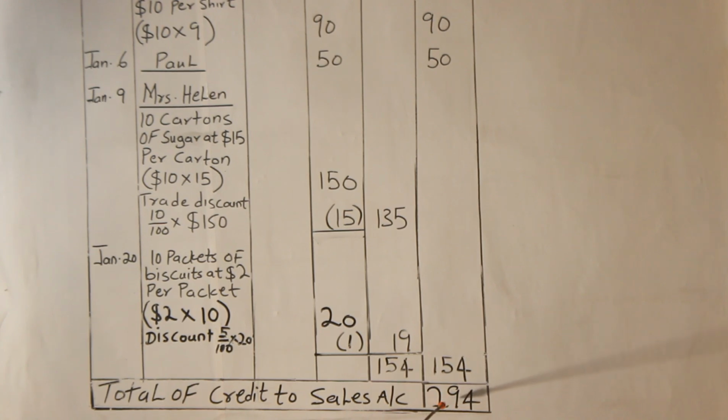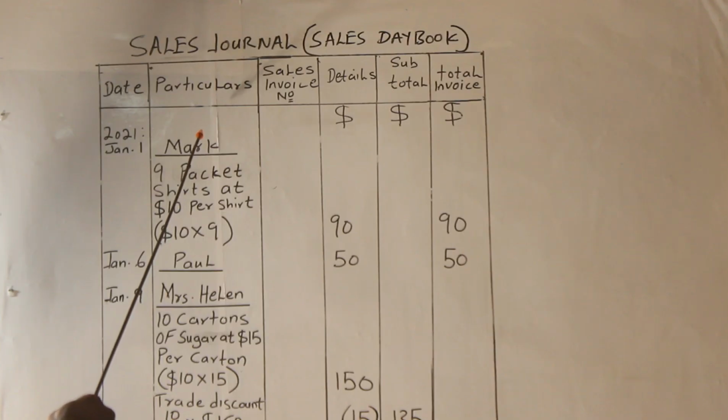Remember that our sales account is a nominal account. So when we sell goods on credit, the sales account will be credited, while the customers that the goods were sold to, whether on credit or with cash, will be debited. And the three customers that are going to be debited are Mark, that we sold goods to on January 1st, Paul, that we sold goods to on January 6th, and Helen, that we sold goods to on January 9th and January 20th. They are the three customers that we sold goods to.